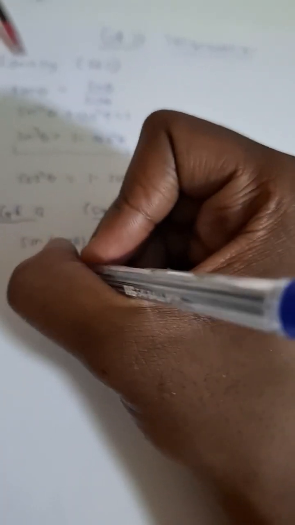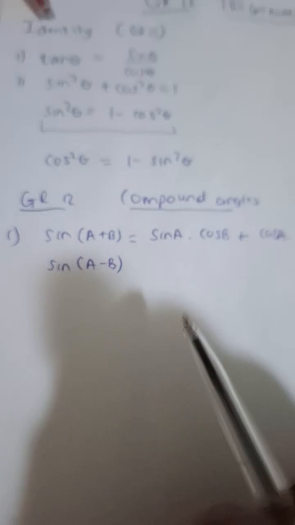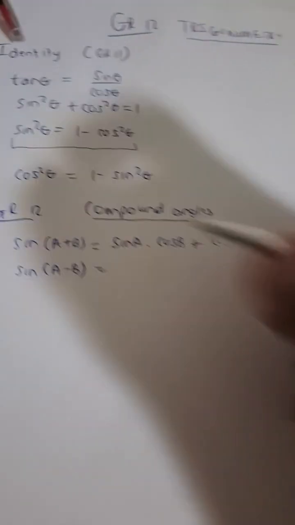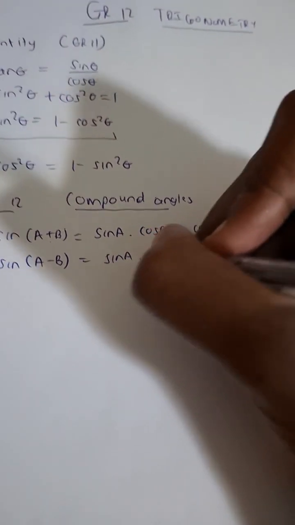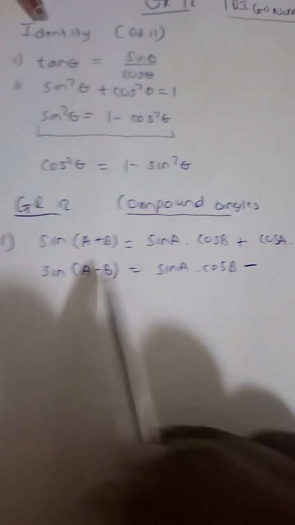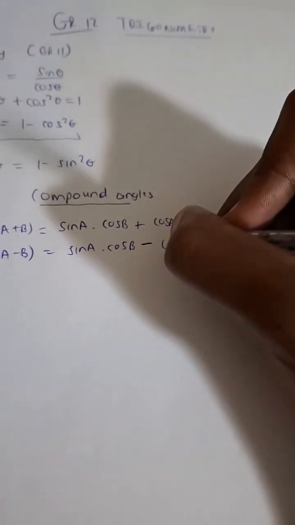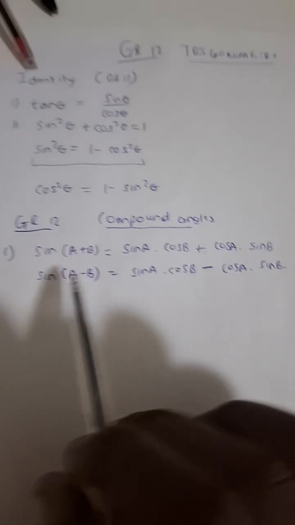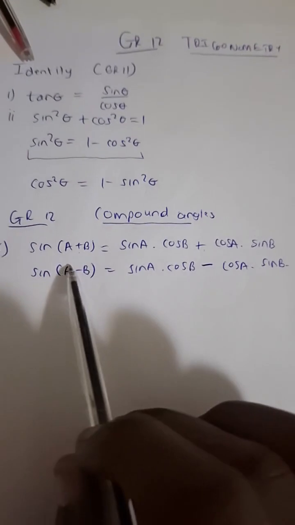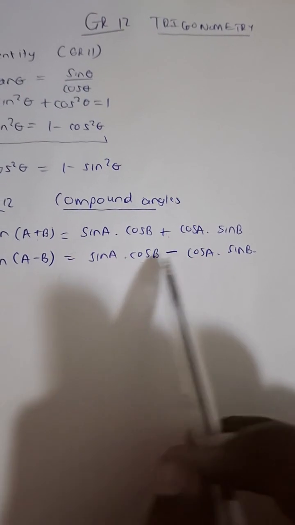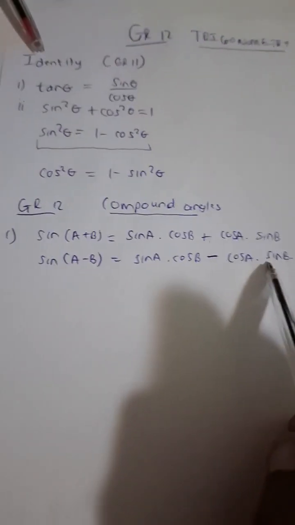In the same vein, the subtraction of the angle is of the same substance: sine A cos B, minus, since there was a minus sign, cos A sine B. So for grade 12 learners, we expand the compound angle sine A minus B by writing sine A cos B minus cos A sine B.